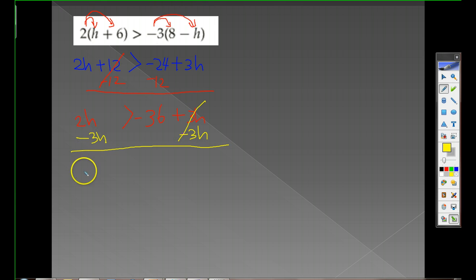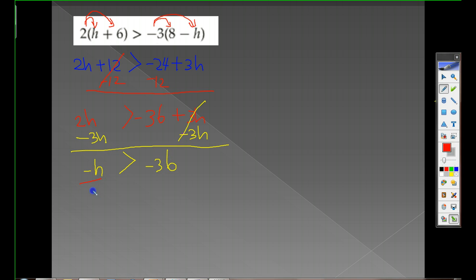2h minus 3h will give me a negative h. Whoops, not 3. A negative h. A negative 1h, but I don't have to write the 1 because that's an invisible 1 there. It's greater than negative 36.